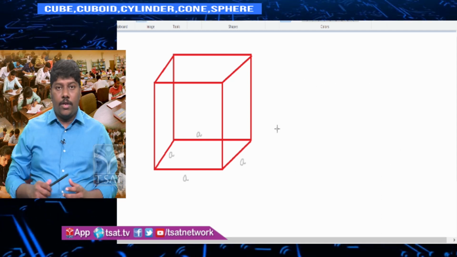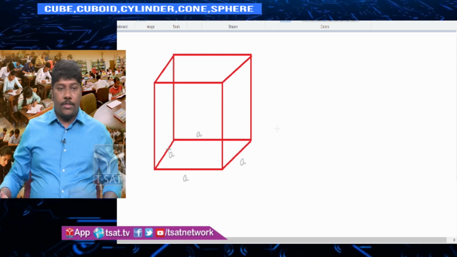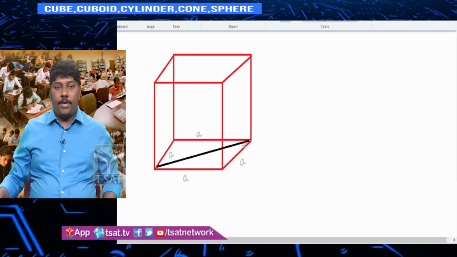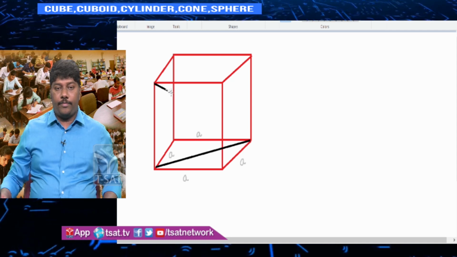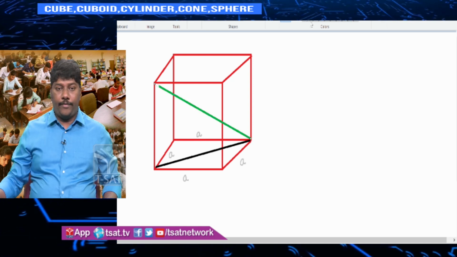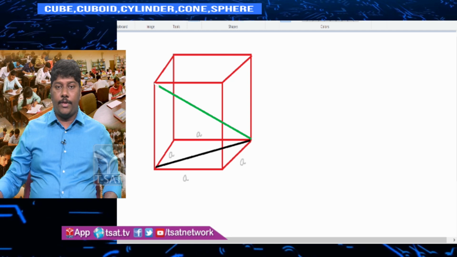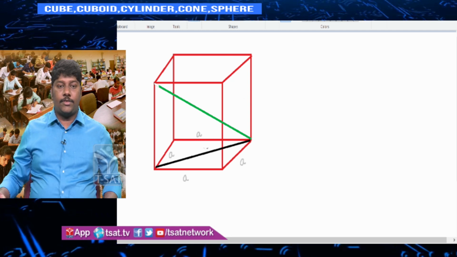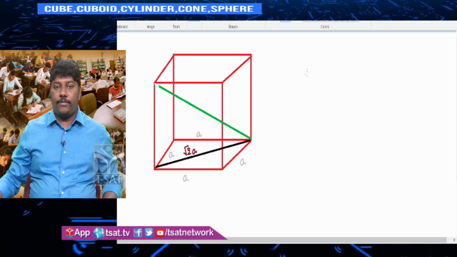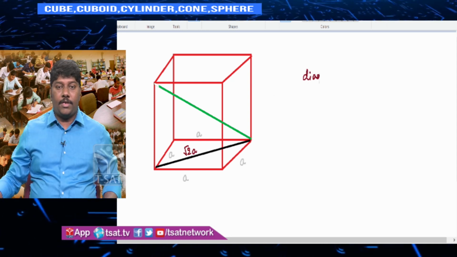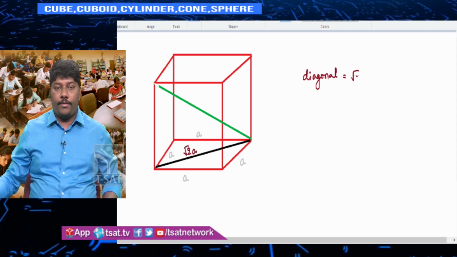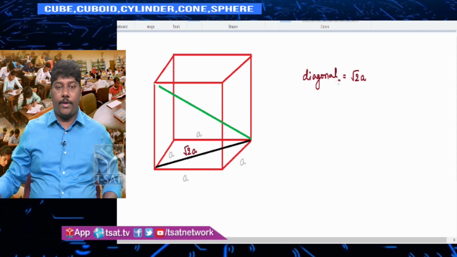Now, look at the diagonal of the cube. You call it a diagonal of a surface if you draw a diagonal on the surface, but if you draw this imaginary line, this is called the diagonal of the cube. How do I find it out? The diagonal of the surface, because the surface is a square, is root 2 a.